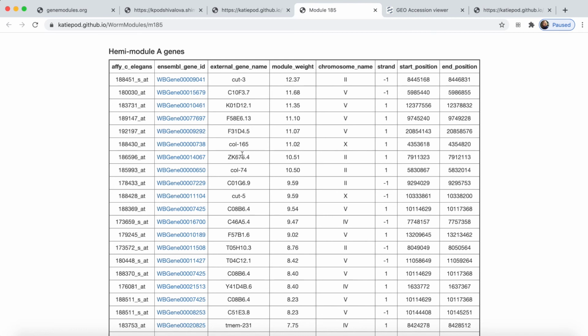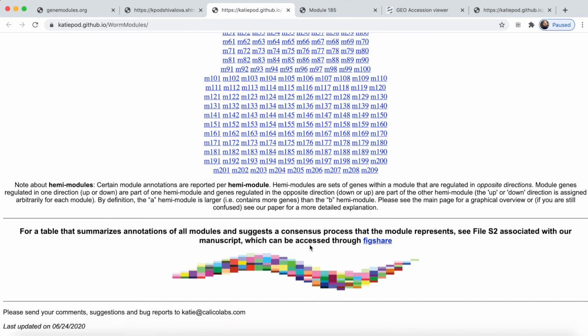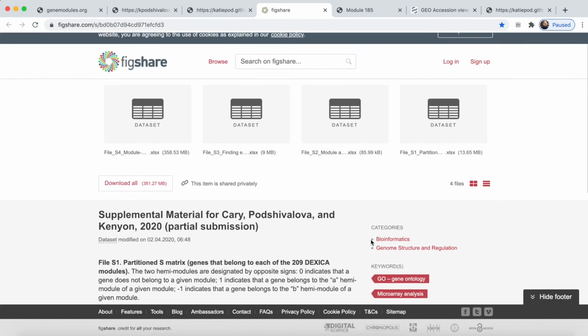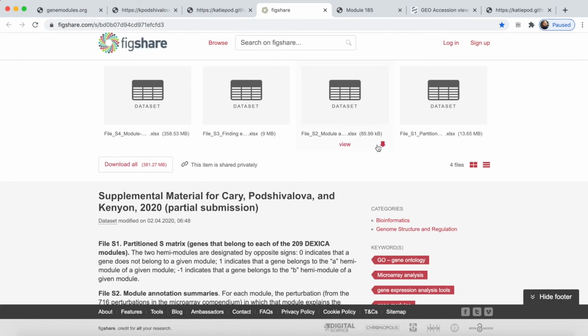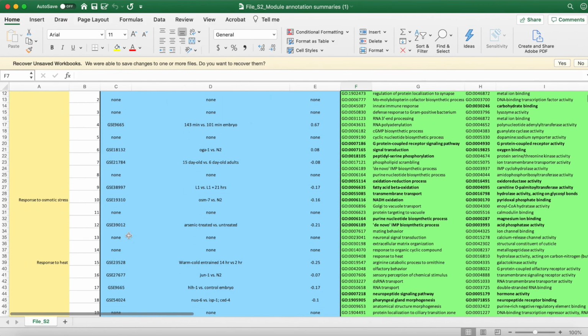For a table that summarizes annotations of all modules and suggests a consensus process that the module represents, please see file S2 associated with the manuscript, which can be accessed here through Figshare. So it is this guy here, file S2. You can download it, open it, and that's what it looks like.